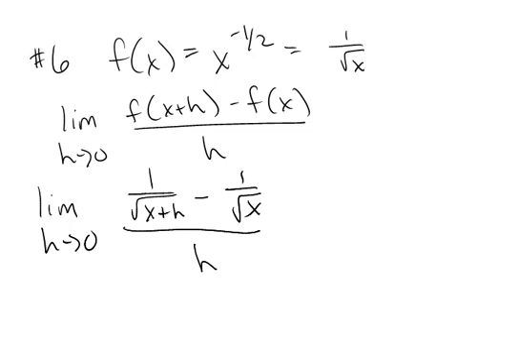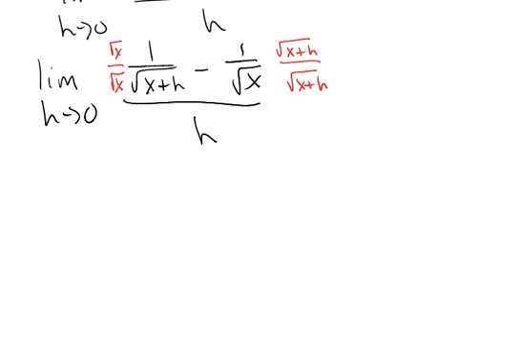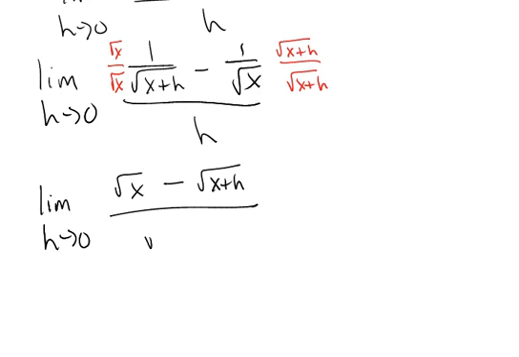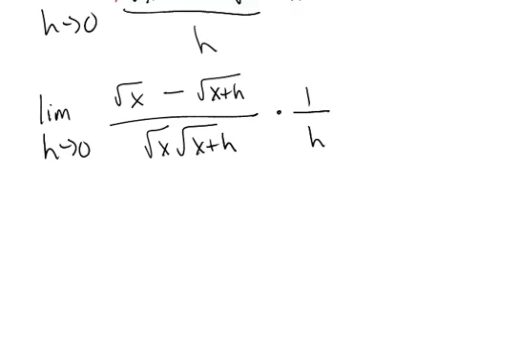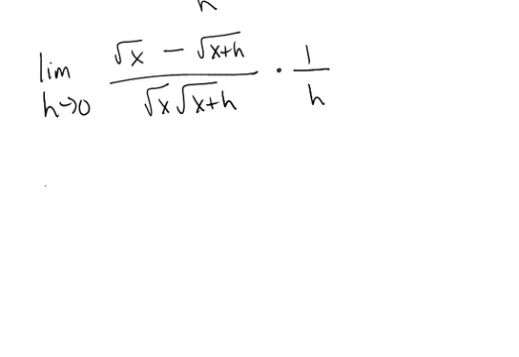You're going to want to get a common denominator in your numerator. So you multiply top and bottom by the square root of x over square root of x, and multiply here square root of x plus h over square root of x plus h. Alrighty. So then you're going to have the limit as h goes to 0 of the square root of x minus the square root of x plus h all over the common denominator x times the square root of x plus h. Now that's all over h, which is the same as multiplying by 1 over h, or there's just an h in your denominator.